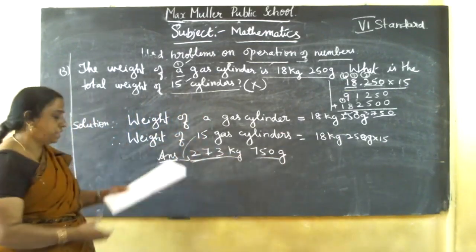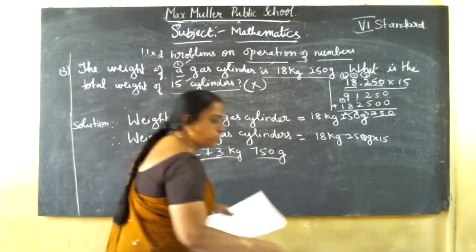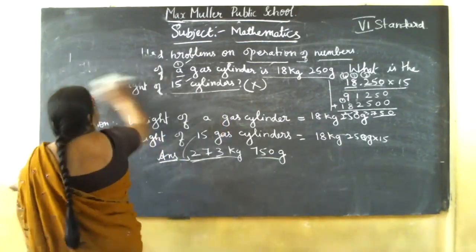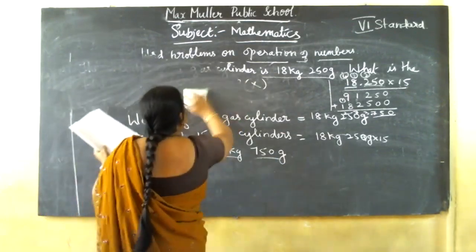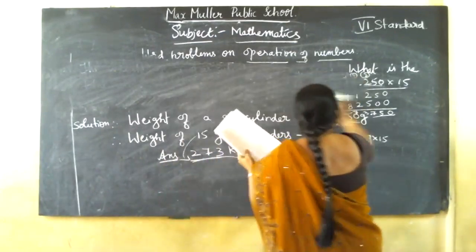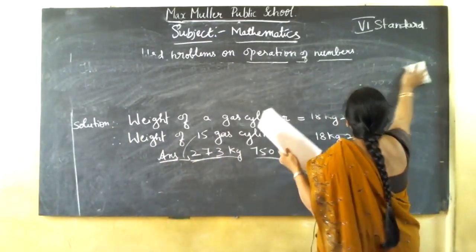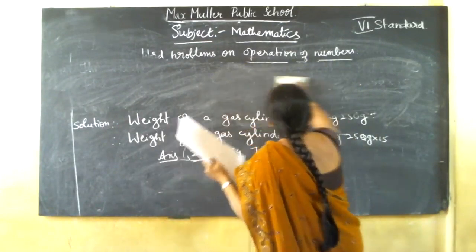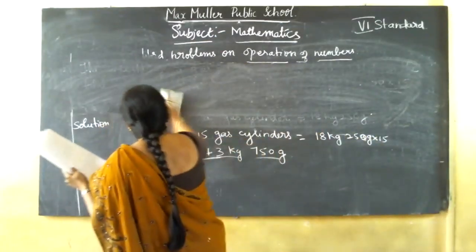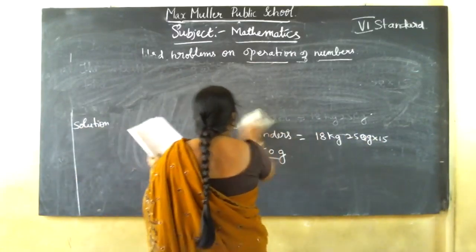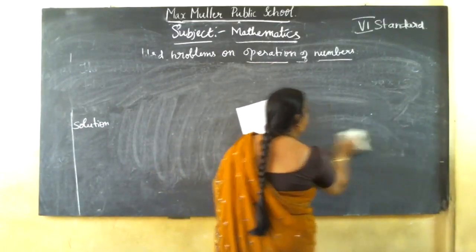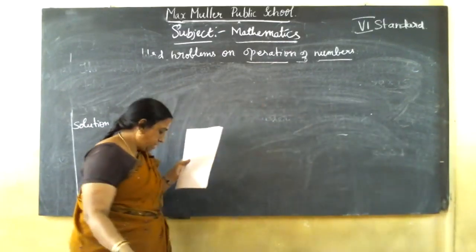Clear? Now next question, question number 4. You will get PDF notes, children, that time you can copy. Homework questions I'll give; you can copy that question in rough notebook or directly in homework. Now next one.